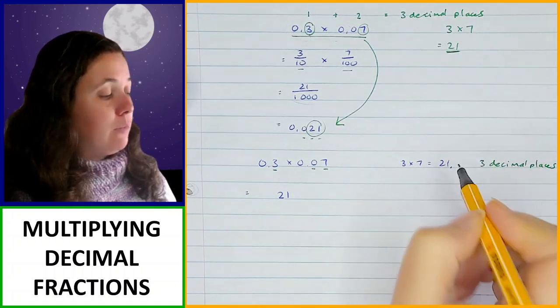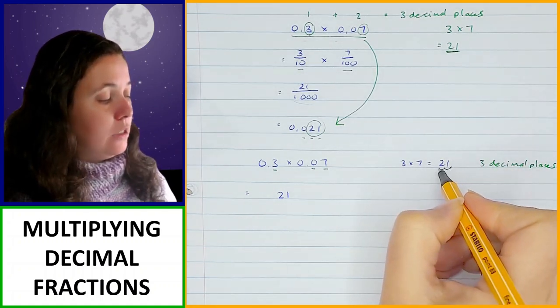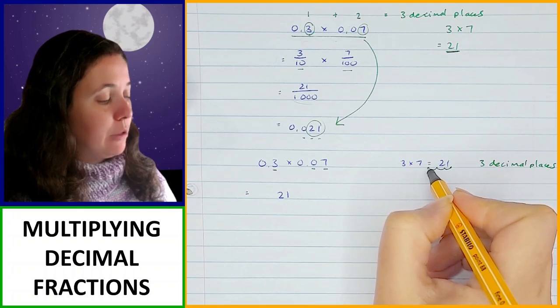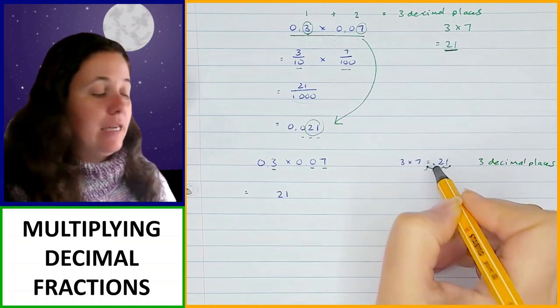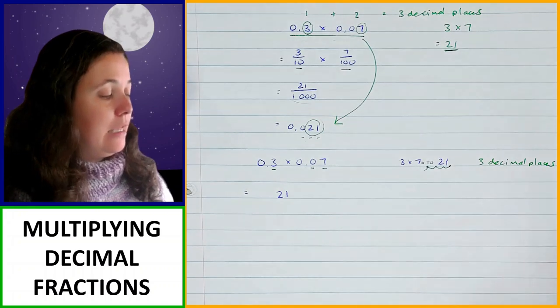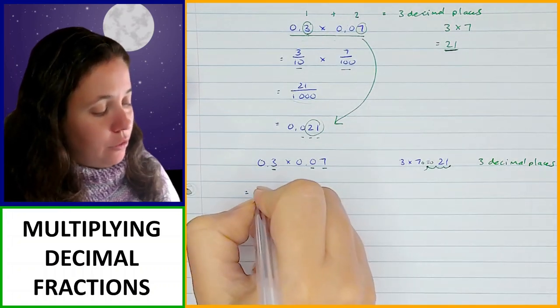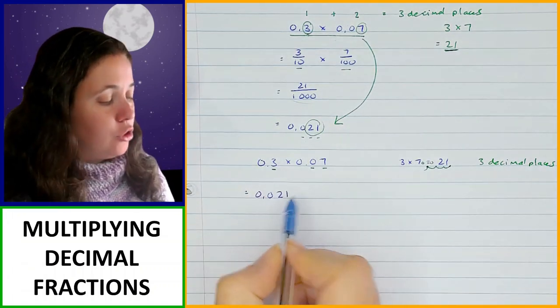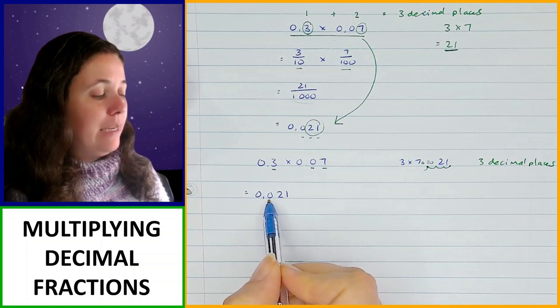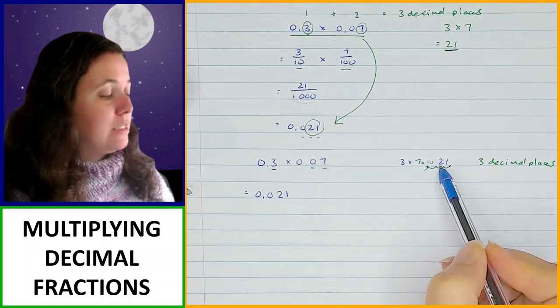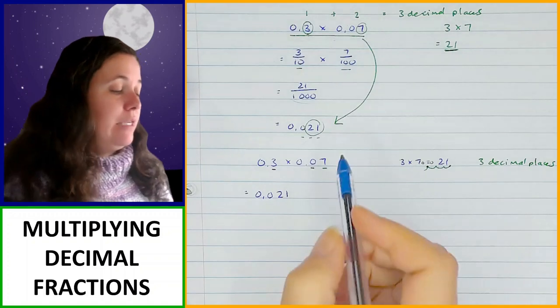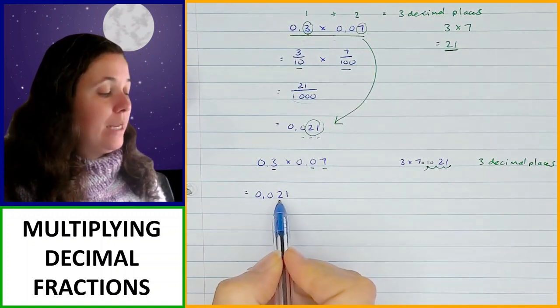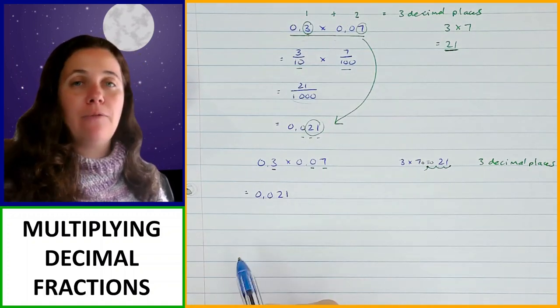But I must have 3 decimal places, so it needs to move 1, 2, 3 places. My comma must go there, and I must fill in extra spaces with zeros, there and there. So this is going to be 0, comma, 0, 2, 1, making sure that I have 3 decimal places. So this must be at the end of those 3 decimal places, and anything in between this and my comma needs to be filled in with zeros.